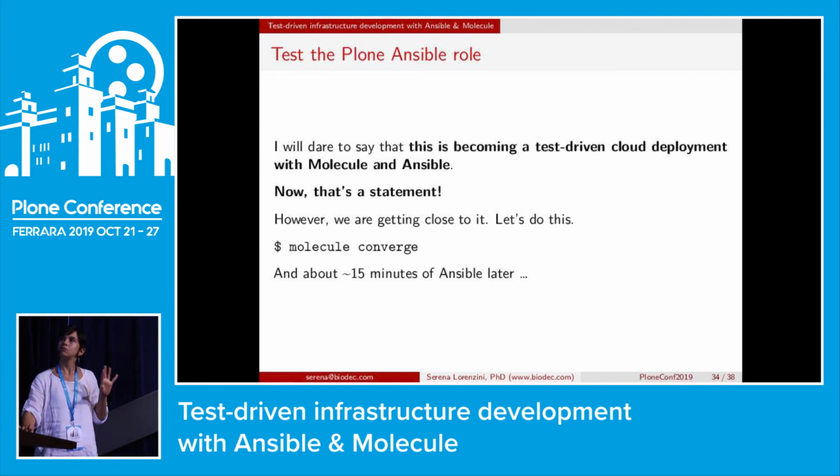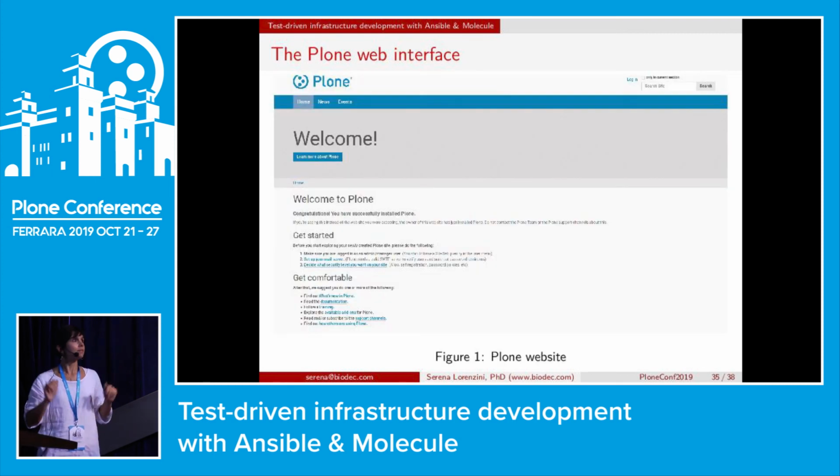I wait around 15 minutes of Ansible output, and ta-da! I see the interface of the Plone administrator web page there on the HTTP standard port of my EC2 instance. So maybe we can discuss later if this is enough for testing the deployment of Plone. I don't know, actually, because I've never done that before. But it was good enough for me, not knowing what I should look for, okay?